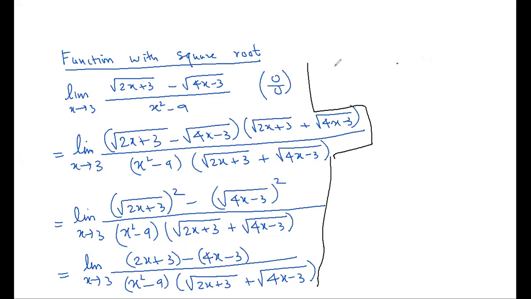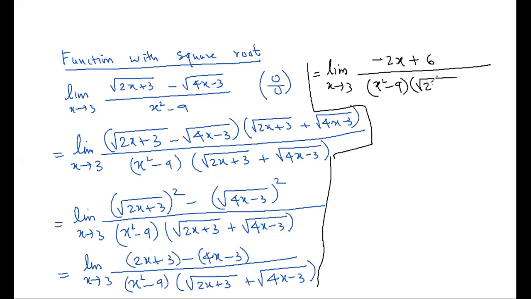Now what can you write the numerator as? Minus 2x and plus 6. So minus 2x plus 6. So we removed the square root from the numerator. Tell me once again, what is your aim? What should I get? Ultimately my aim is to get the common factor. And what is the common factor? X minus 3. Now get it.